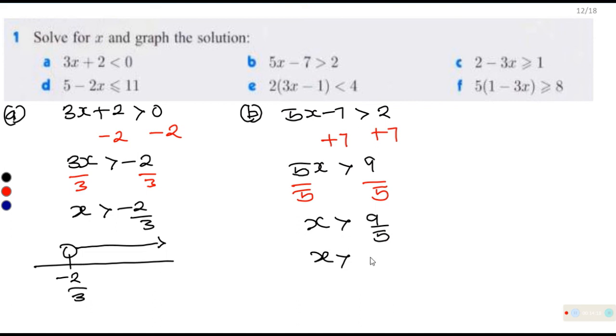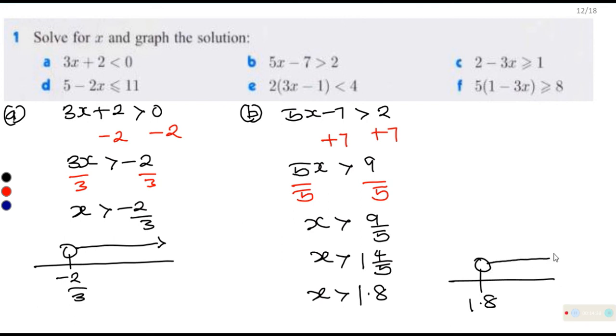Which is the same thing as x is greater than 1.8. And on a number line, this can be represented as 1.8. It is greater than and it is strict, so the arrow points to the right and the circle is unshaded. This is the x-axis. Let us take C instead of that.